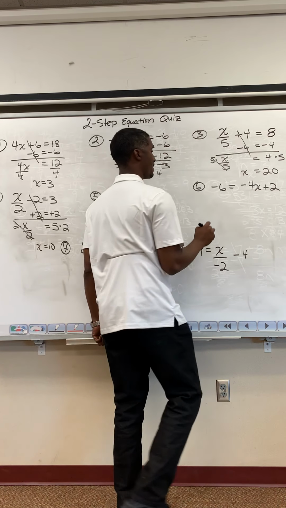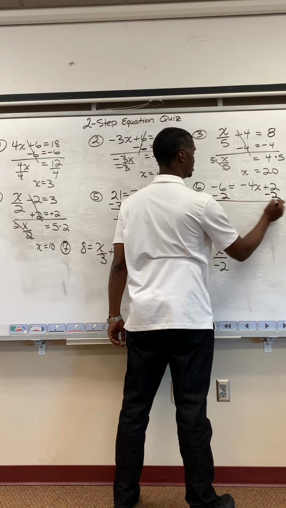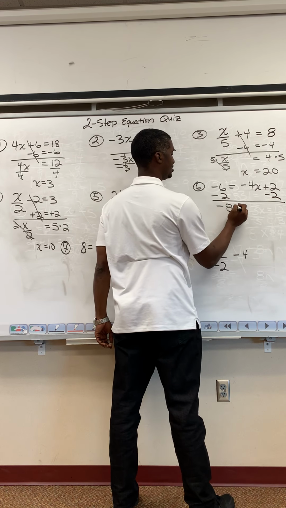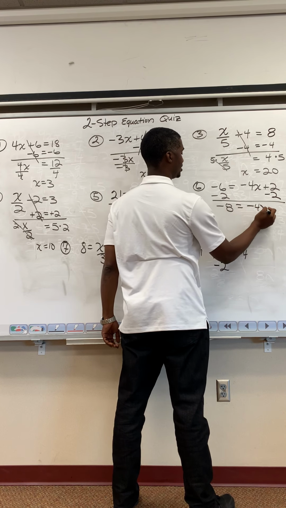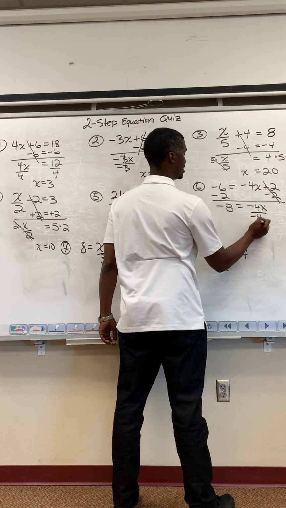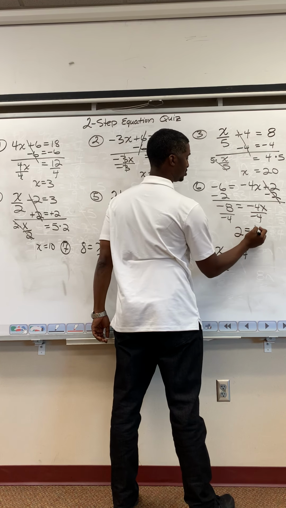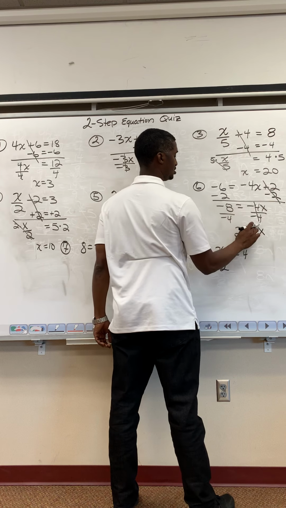Next problem. We're going to subtract 2 on both sides. That's going to leave us with negative 8 is equal to negative 4x. That becomes 0. Then we're going to divide both sides by negative 4. We're left with 2 is equal to 1x. Don't need the 1.